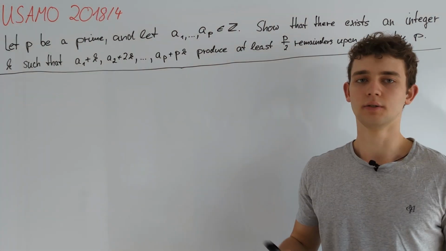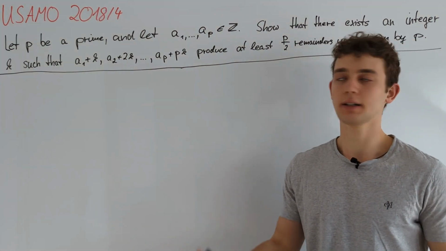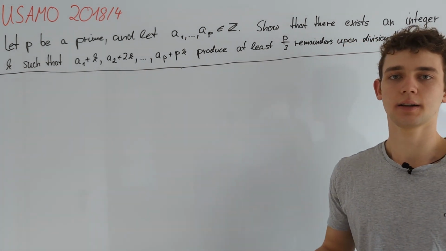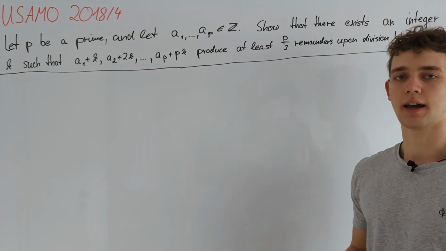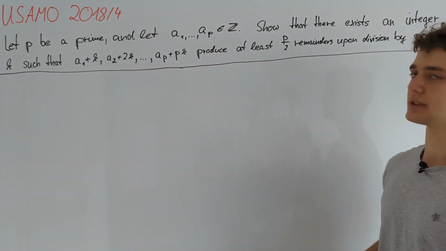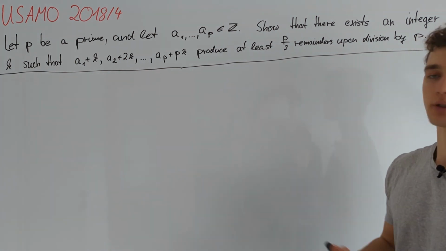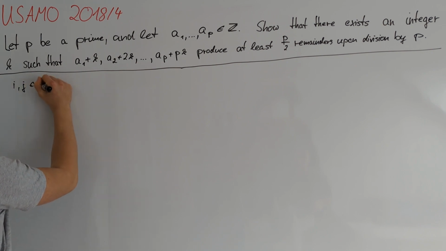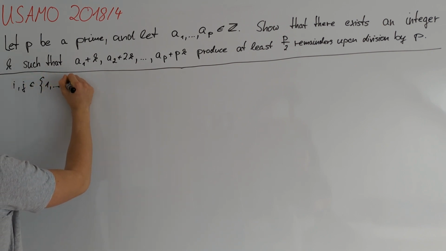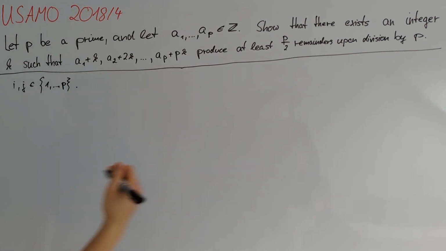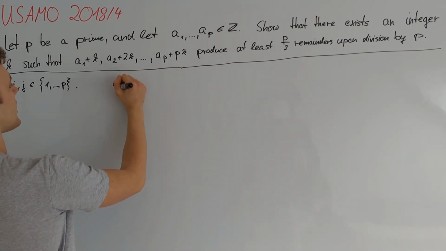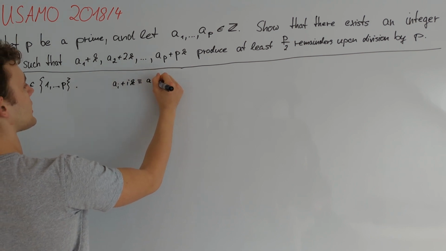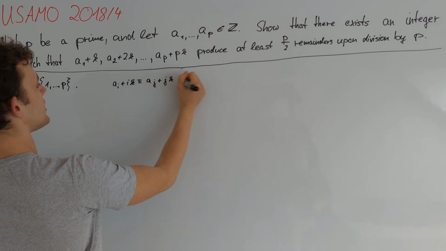A reasonable first step is to fix any indices i and j and take a look under what conditions ai plus i times k and aj plus j times k produce the same or distinct remainders modulo p. So let i and j be indices from the set 1 up to p. And now let's just assume that ai plus i times k is congruent to aj plus jk modulo p.